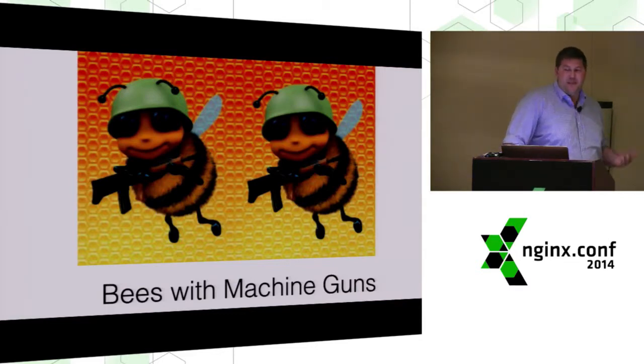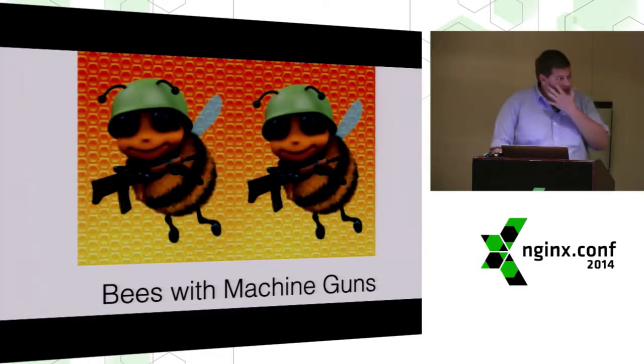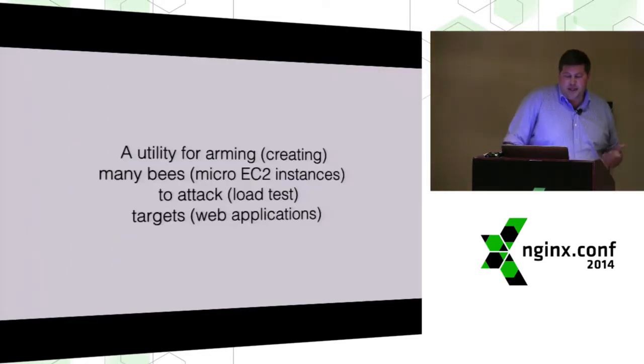So the idea behind Bees with Machine Guns: first, it's written by the people at the Chicago Tribune. Second, it's the only open source project I know of that comes with a disclaimer that it's a felony to use this against any other website but your own, because technically it's a distributed DoS stack, right? DDoS stack. So the idea here is that it's a utility for arming many bees to attack targets, where you're spinning up EC2 instances to load test web applications, right?